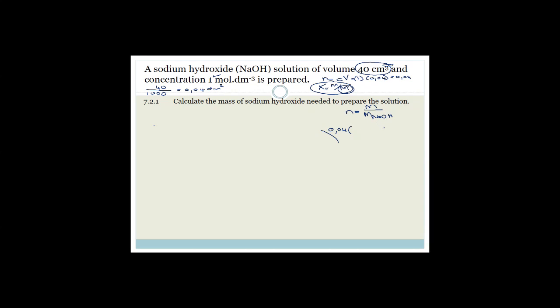Now sodium's molar mass is 23, plus oxygen, which is 16, plus 1. So that works out to be 40. So we end up with 0.04 multiplied by 40, so therefore the mass is going to be 1.6 grams. The answer therefore for this is 1.6 grams. Okay, nice and easy.